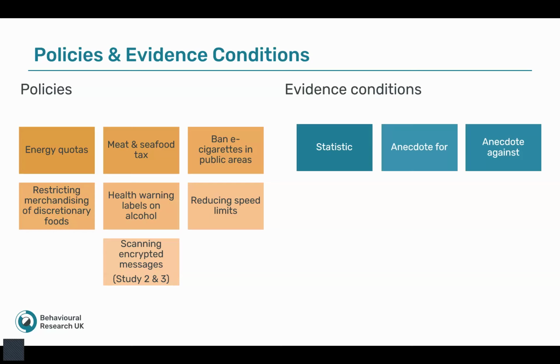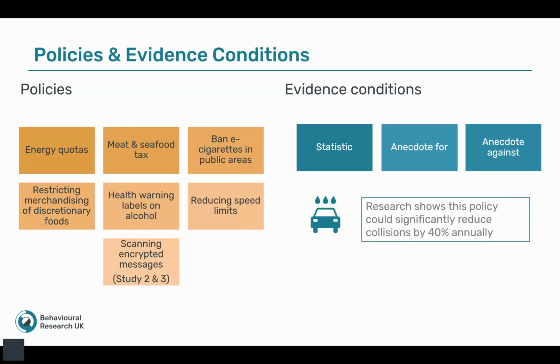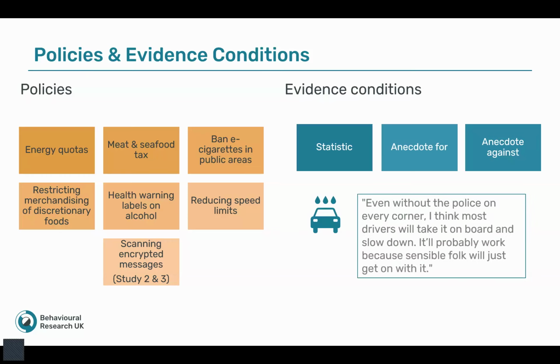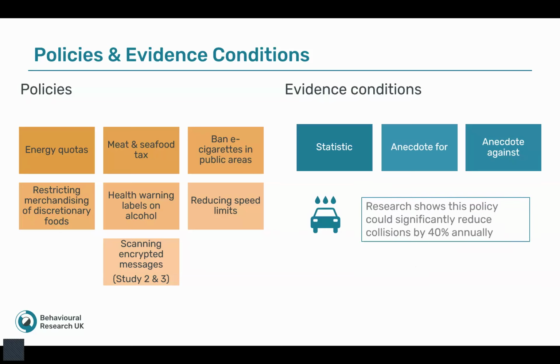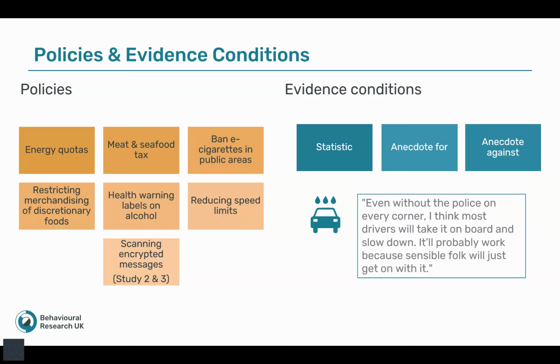And then for the evidence conditions that got paired with these policies, we had three core ones: a statistic, an anecdote for, and an anecdote against. And we're going to use reducing speed limits to give you an example of the types of information that got shown. So for statistics, we can see research shows this policy could significantly reduce collisions by 40% annually. And all of the statistics that we presented were based on studies on the efficacies of these interventions in the UK. Then for the anecdote for next, we had a member of the general public, a quote from them around if they felt the policy would be effective and why. So here you can see that they think people will take it on board, they're going to slow down, people are sensible, and they'll just get on with it.